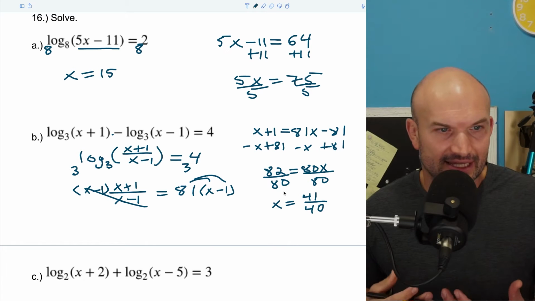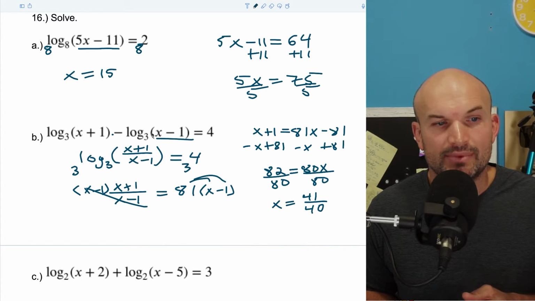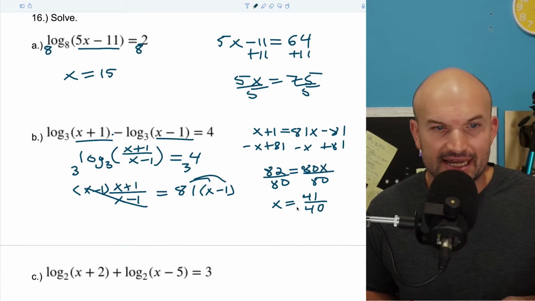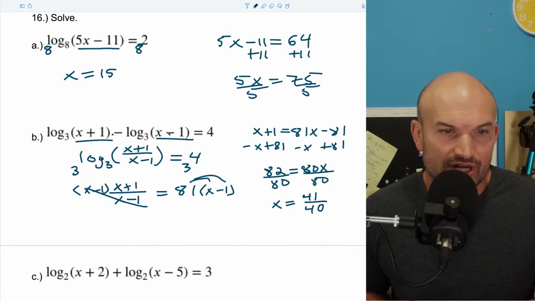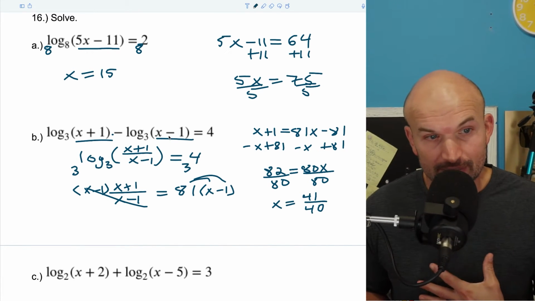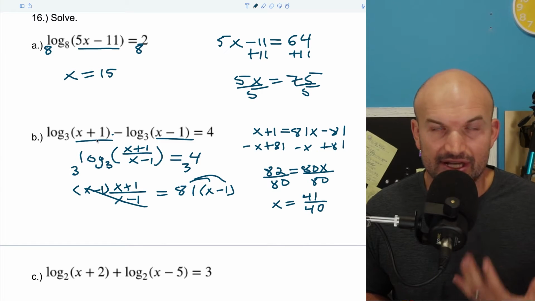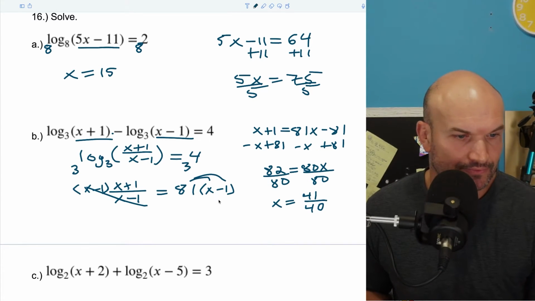And again, the main thing is I want to make sure I can plug that in. It's not going to make either of my arguments negative. And you can see in this case that that is going to work. You could obviously go ahead and check it by plugging it in using a calculator. But the main thing is I just want to make sure both of my arguments are going to be positive. Therefore, I'm not going to have to worry about any extraneous solutions in that case.